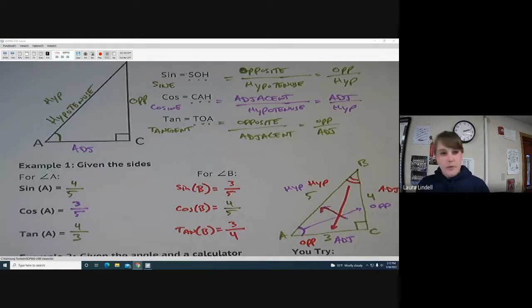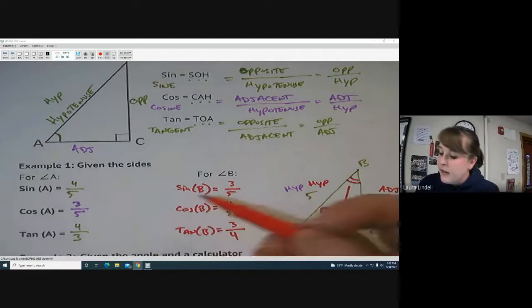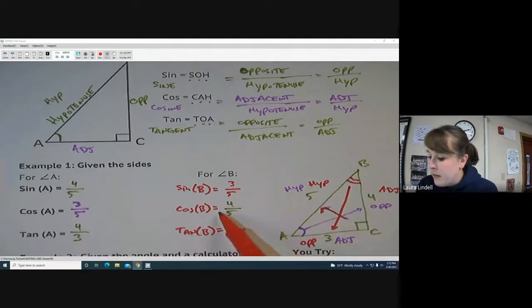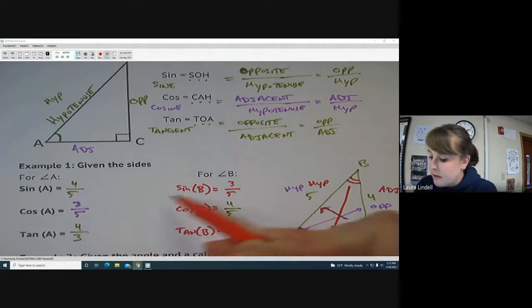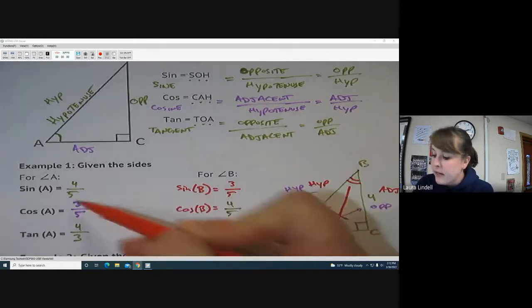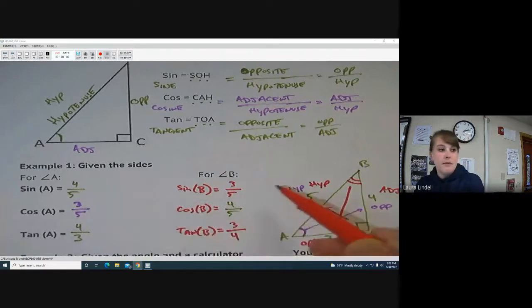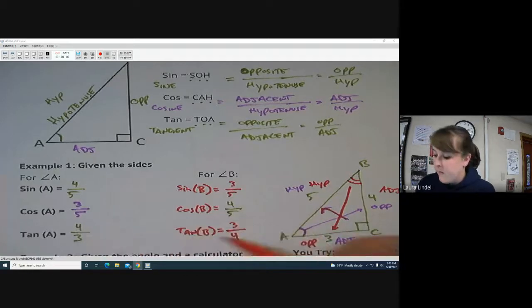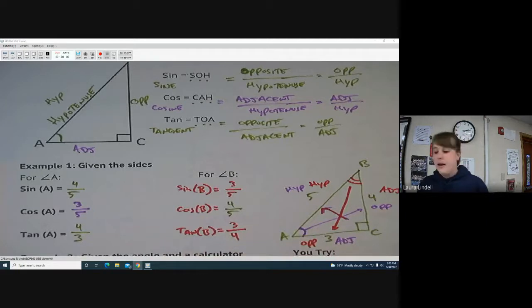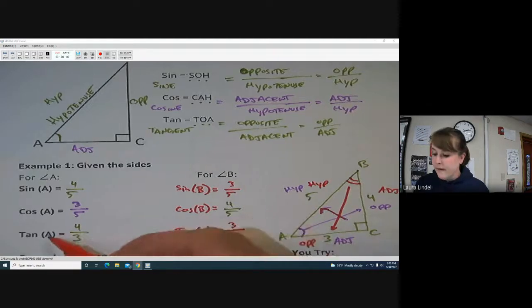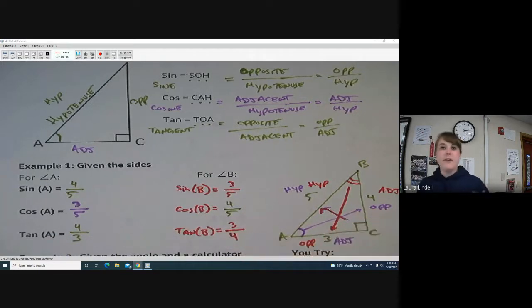So a couple of things before we move on that you might notice here. Look at the sine of A and the cosine of B. Those are the same. In fact, the cosine of A and the sine of B are the same. They just trade places when you go from the perspective of one angle to the perspective of the other. Also, tangent just flips the fraction when you go from one angle to the other angle. So that's another thing we can notice and a way we can work with these. If you have the tangent of one, and you want the tangent of the other one, just flip the fraction. So that's kind of cool.